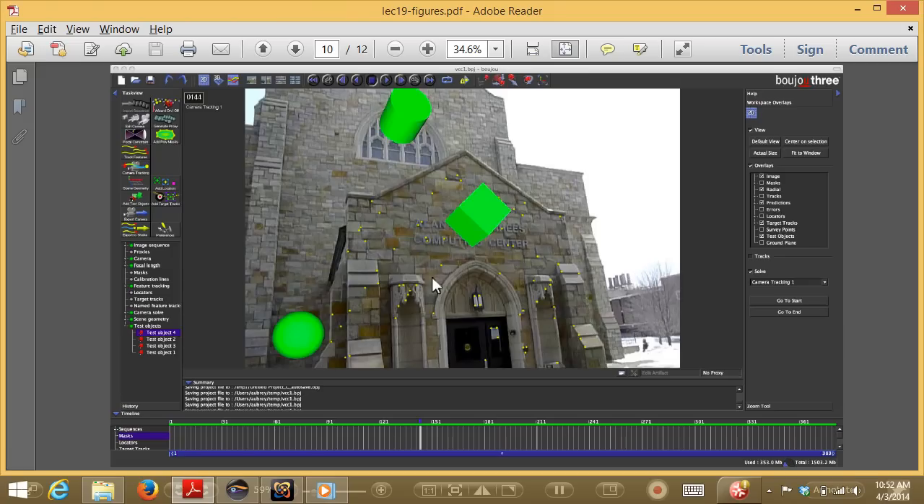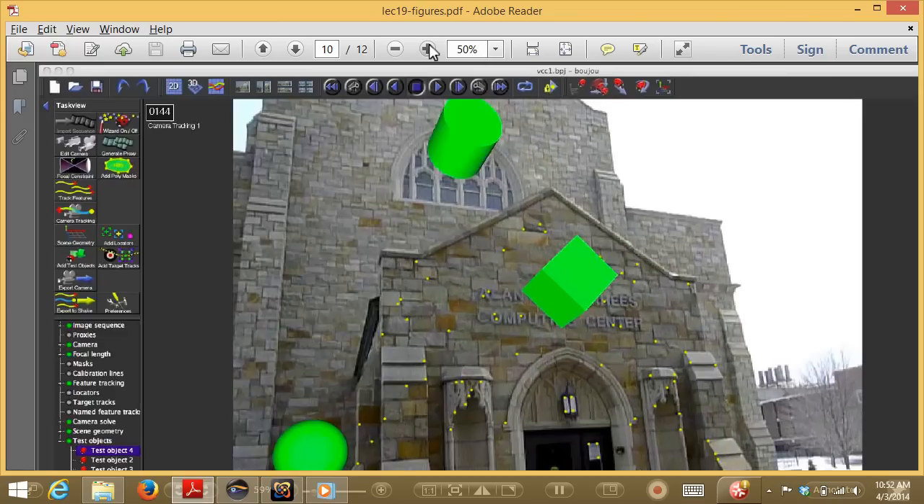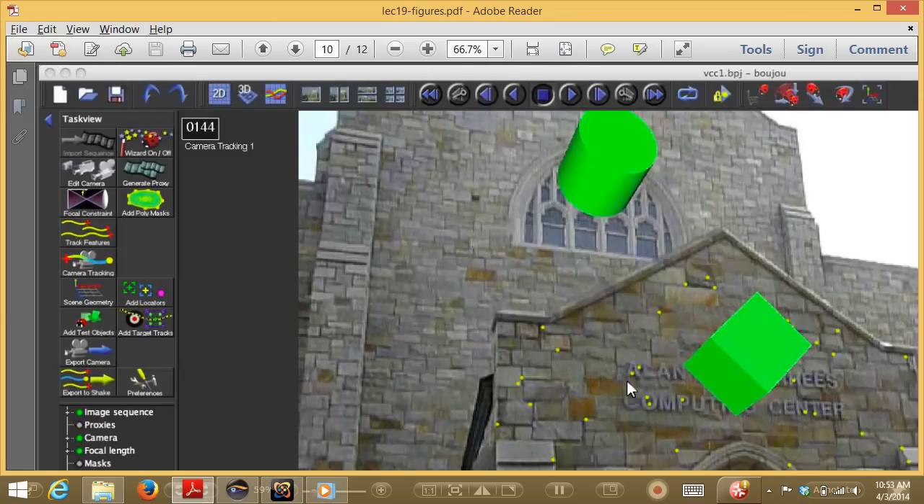And you can see here, I'm going to play the video in a second, but what you see here are these yellow points. Let me try to make this a little bigger. Right, so you can see the feature points that have been chosen to be automatically tracked. I didn't do any intervention on this. I just said, okay, track whatever points you can.